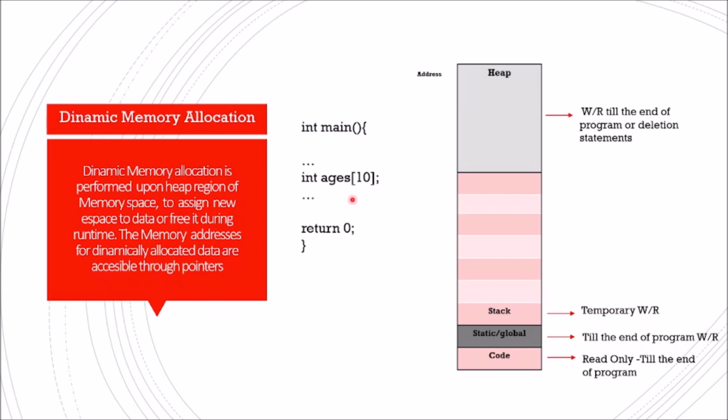I wish my program could grow the size of this array in order to accomplish the collection of a larger number of ages. Okay, so this can be achieved by the functions from the C standard library. We are going to basically allocate additional memory space during runtime of our program.